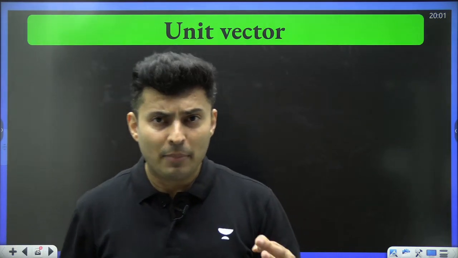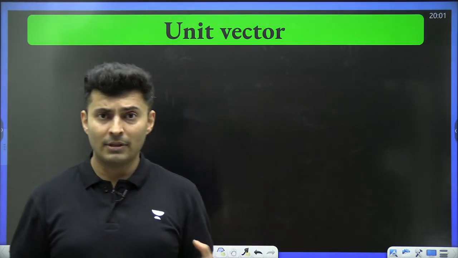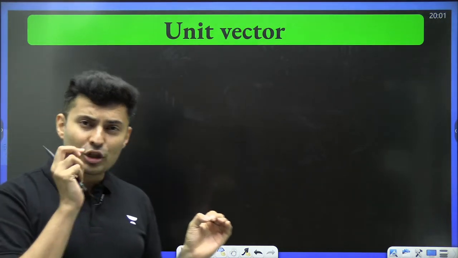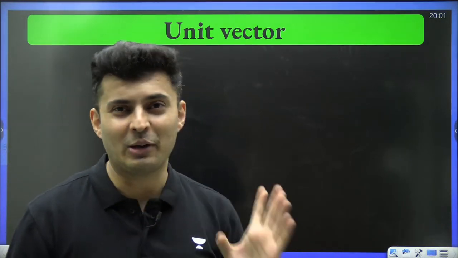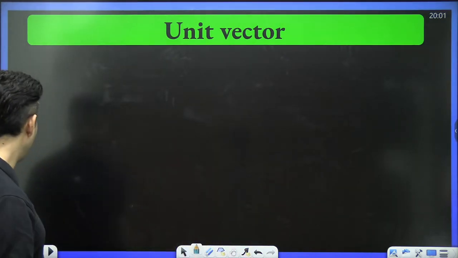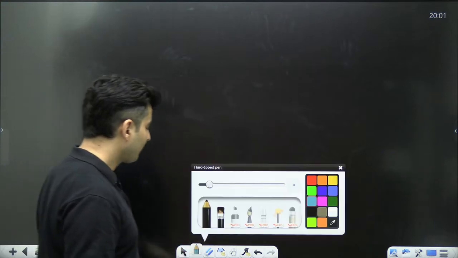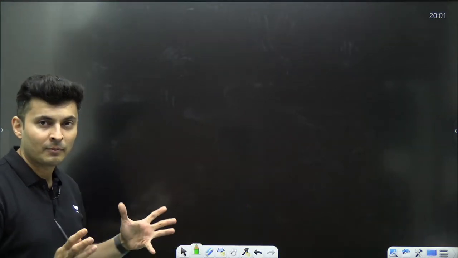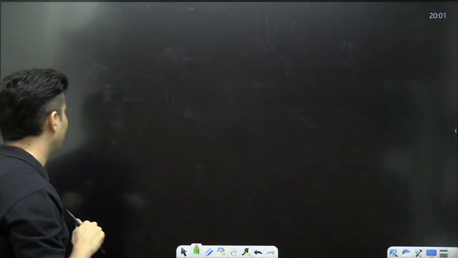Now, let us play around with the resolution and the components. We are going to see that you can represent a vector using unit vectors. How to do that? I'll come to it. For that, let's find the magnitude of the components when I split or resolve a vector.